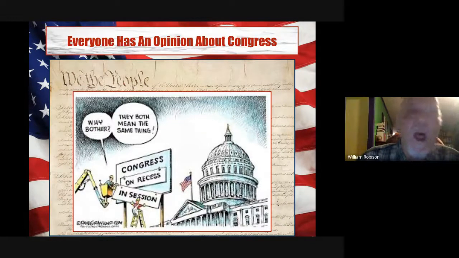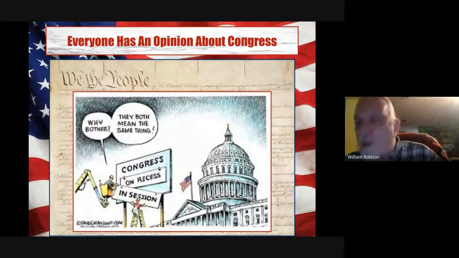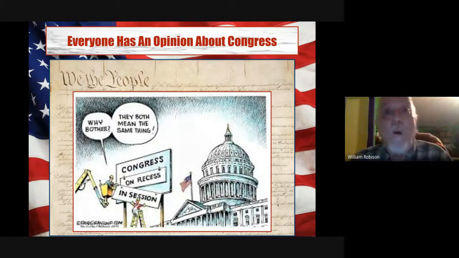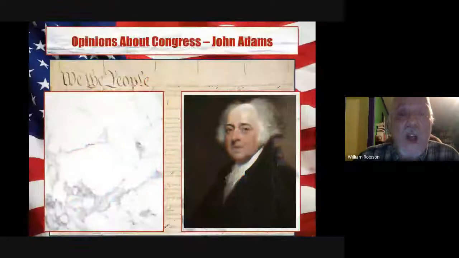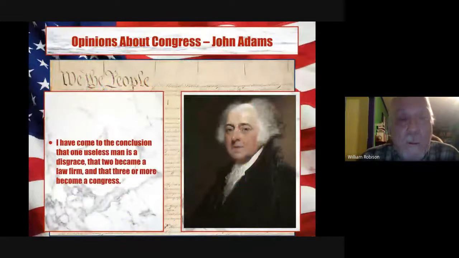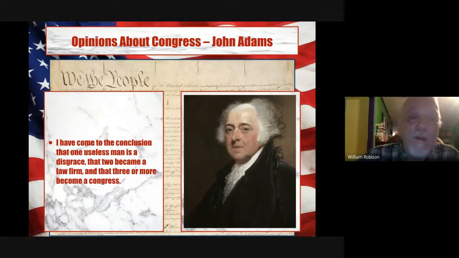Now, let me wrap up by pointing out that everybody has an opinion about Congress, and there's nothing we like to make fun of more than Congress, unless maybe it's the president, or both. John Adams, our second president, said, I've come to the conclusion that one useless man is a disgrace, that two become a law firm, and that three or more become a Congress.